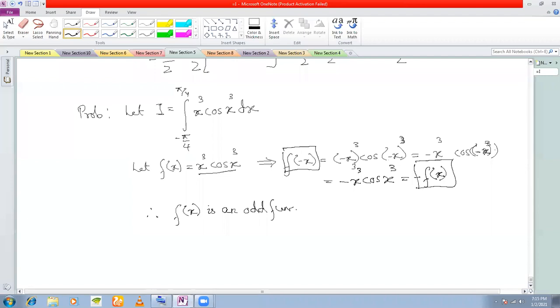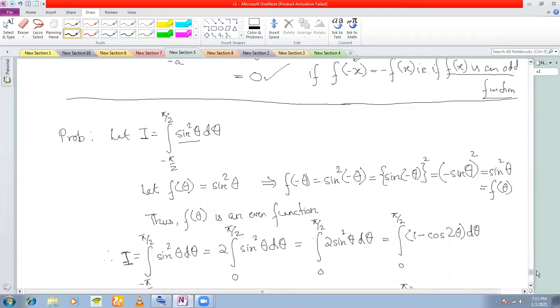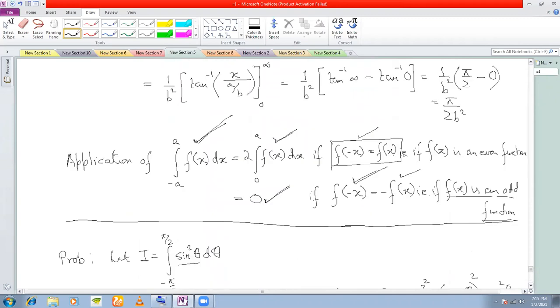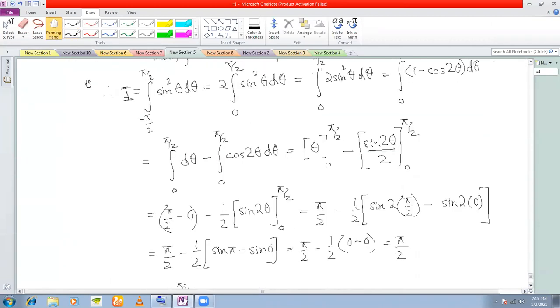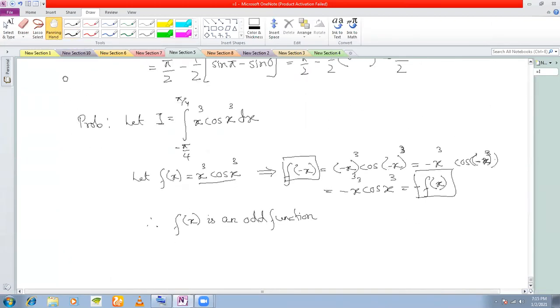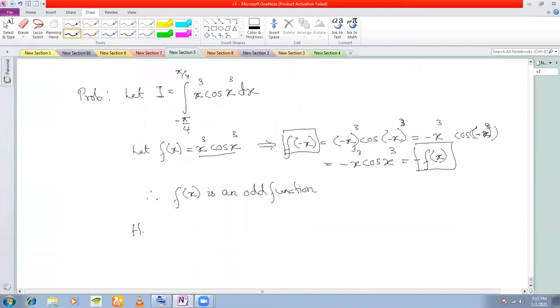And what happens if f(x) is an odd function? You can directly equate to 0 if f(x) is an odd function. So therefore, you can say that this entire integral simply vanishes. Hence, I is equal to integral minus pi by 4 to plus pi by 4 x cube cos x cube dx must be equal to 0 simply. You don't have to do anything.